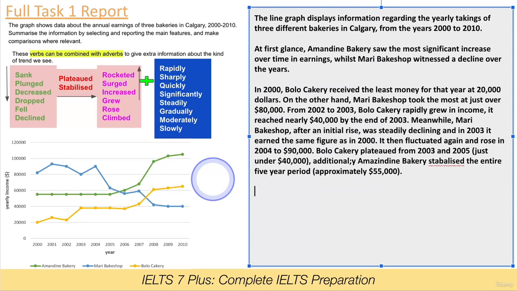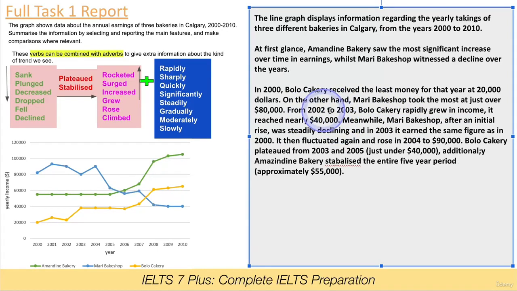It's quite a big paragraph here. In 2000, Bolo Cakery received the least money for that year at $20,000. On the other hand, Marie Bake Shop took the most at just over 80,000. From 2002 to 2003, Bolo Cakery rapidly grew in income. It reached nearly 40,000 by the end of 2003. I feel like we're repeating ourselves here. Maybe we can take that away because it's implied here from 2002 to 2003.